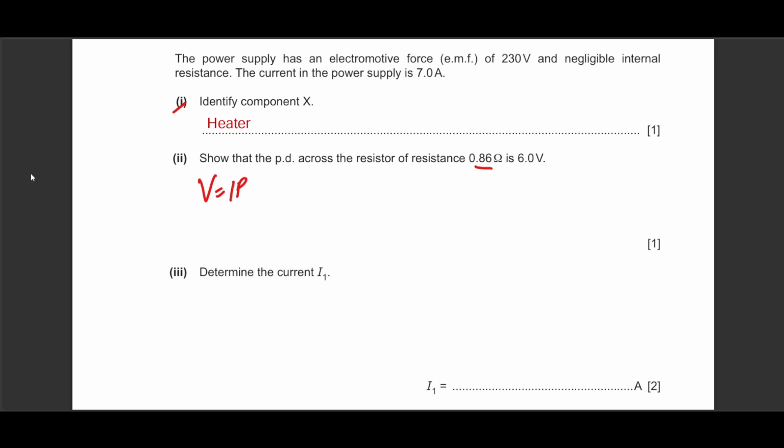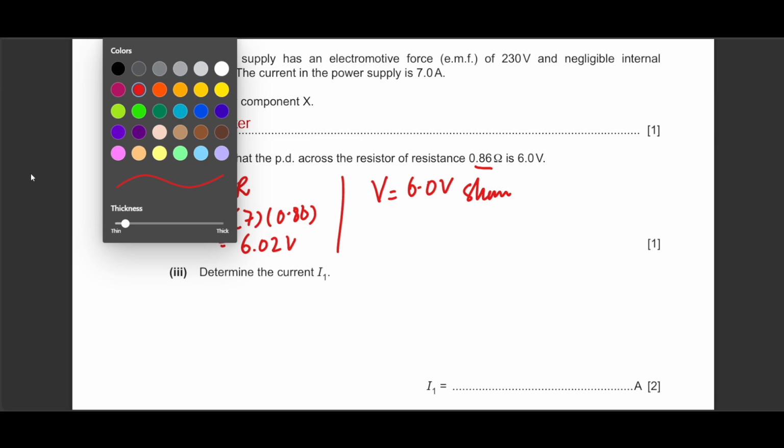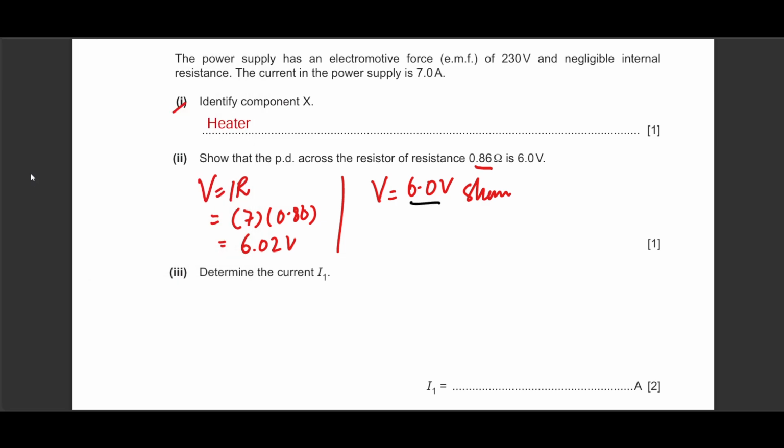So V equals IR, current is 7 amperes, the resistance is 0.86, the value actually comes out as 6.02 volts. But since we are taking 2 significant figures, this is 6.0 volts, which is of course what we have shown successfully. Now you will be using this value for the rest of the question. You don't have to take up to 2 decimal places.